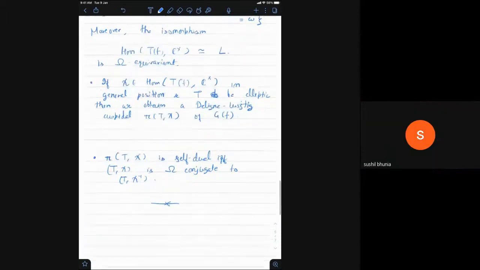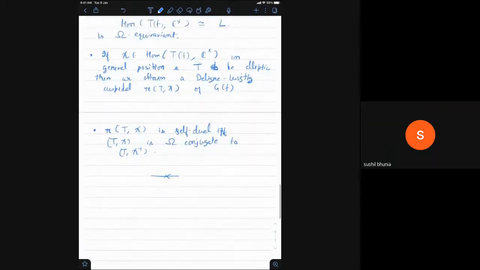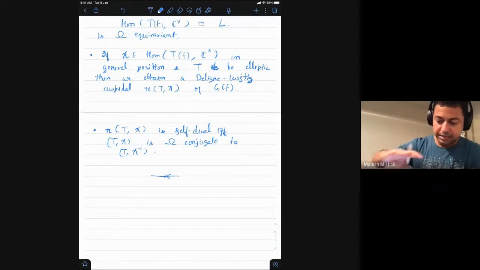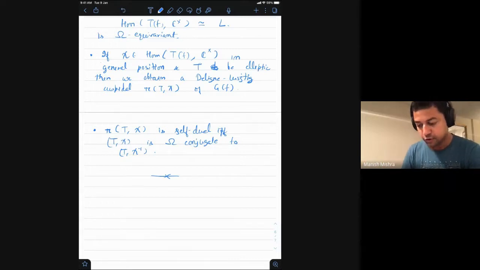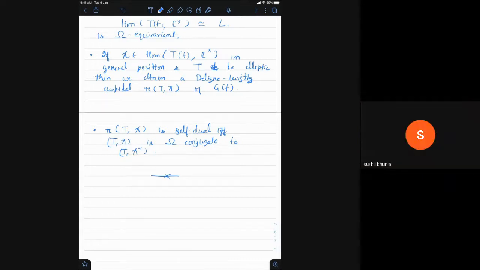And what does this elliptic torus mean? What do you mean by elliptic? It means that it is not contained in any proper parabolic subgroup. Another way to see it is that modulo the center, it is anisotropic. Okay, thanks.